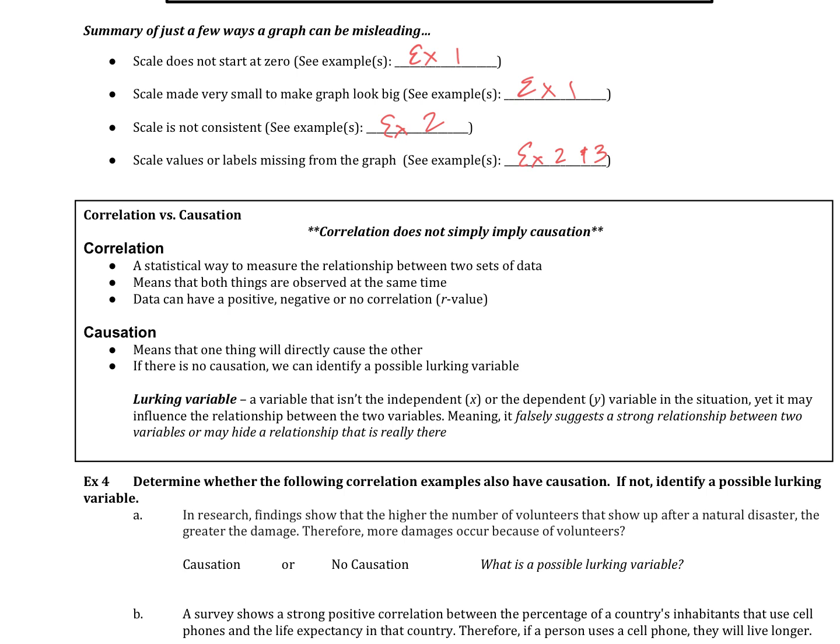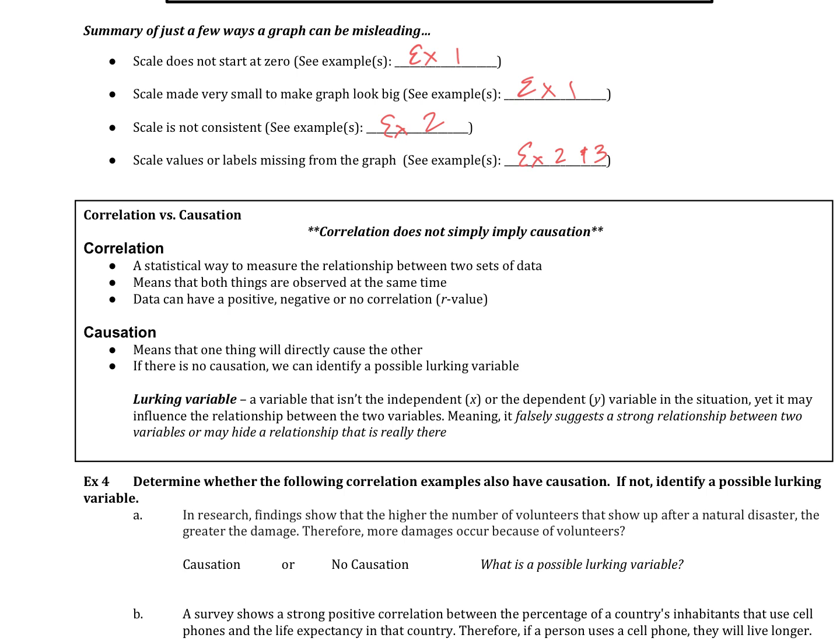Something's happening at the same time. Data can have a positive relationship, meaning as one thing increases, the other also increases. It could have a negative correlation, so as one thing increases, the other decreases, or it could have no correlation. And if you recall, we determined this by looking at the R values, the correlation values. Now, causation means that one thing will directly cause the other to happen. And if there's no causation, we can identify a possible lurking variable.